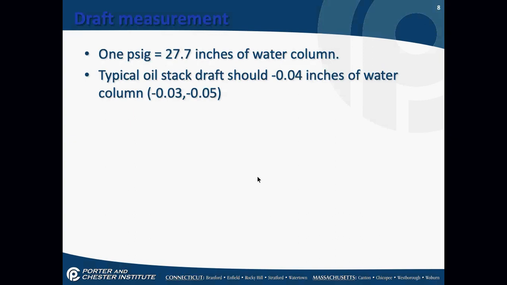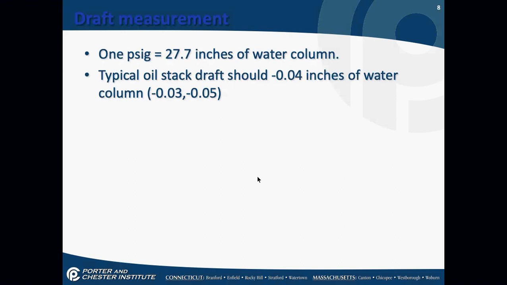1 psi equals 27.7 inches of water column. This is a number you guys really should know, not just for this course, but for everything you do in the trade where water column comes in. 1 psi is 27.7 inches of water column.